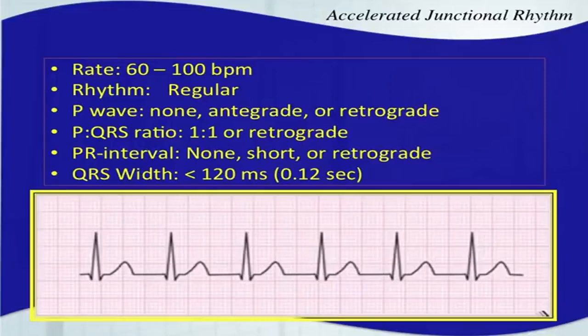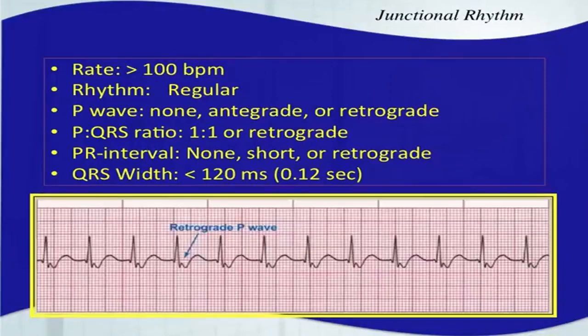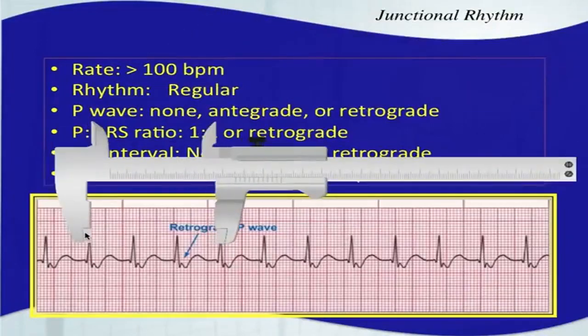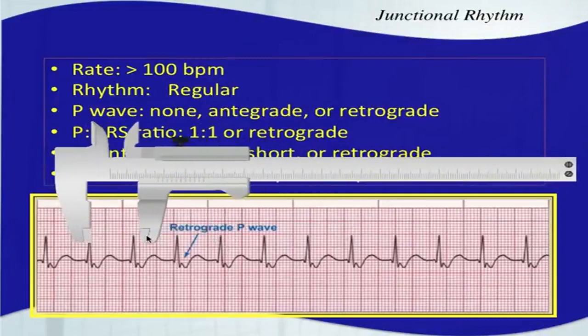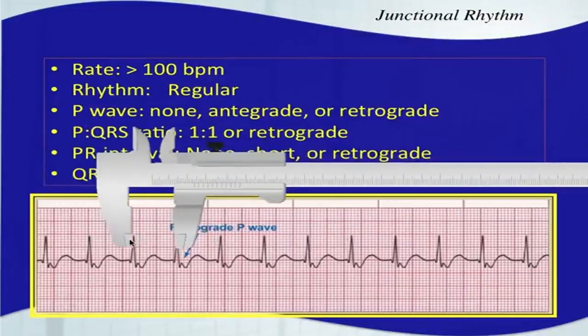Next we have junctional tachycardia. Junctional tachycardia is very uncommon, but the rate is greater than 100. Just like sinus tachycardia, the rate will be greater than 100. Whenever it's tachycardia at the end of the rhythm name, it should be a rate of greater than 100. With junctional tachycardia, the rhythm will also be regular. If you map these out with your calipers, you'll see that the rhythm is pretty regular.